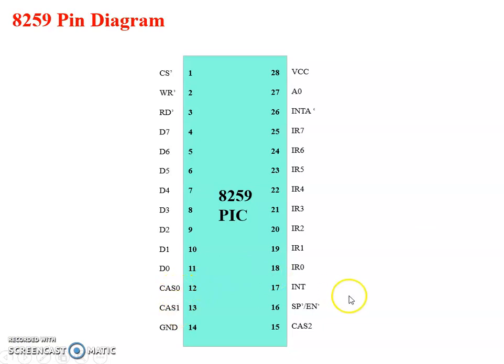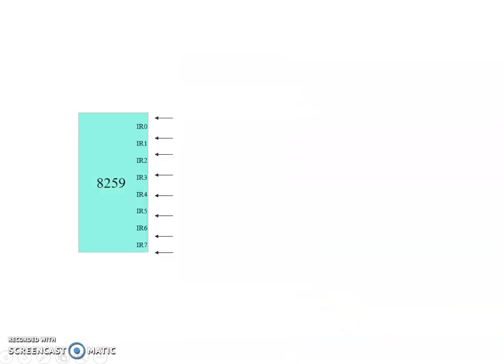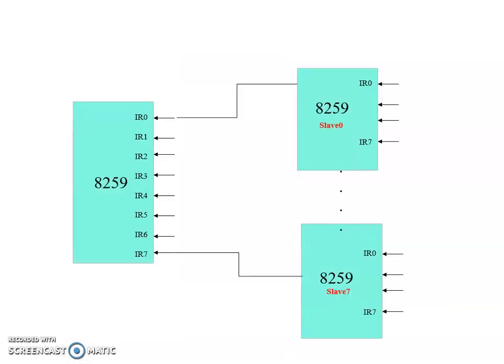CAS0, CAS1 and CAS2 are the cascade lines. They are used in cascade mode. Cascade mode means master slave mode. The master PIC places slave identification numbers on these lines. Suppose this is the master, so this 8259 will send the slave identification number on CAS0, CAS1 and CAS2. In slave mode, the slave PIC reads the slave identification number from the master PIC on these lines.